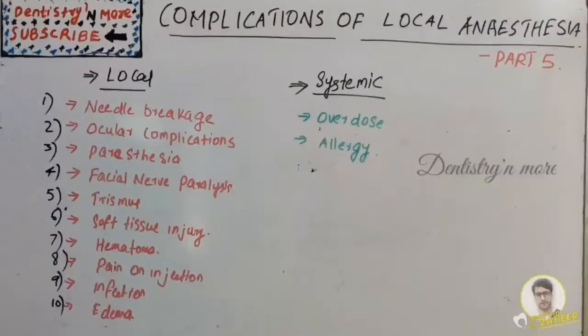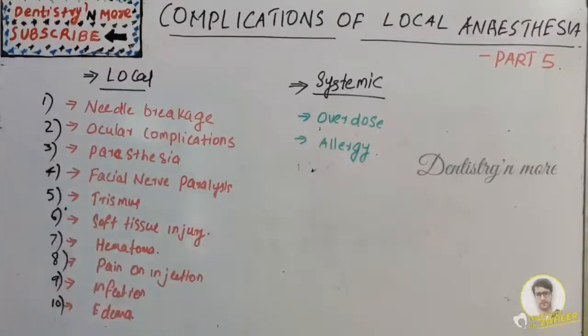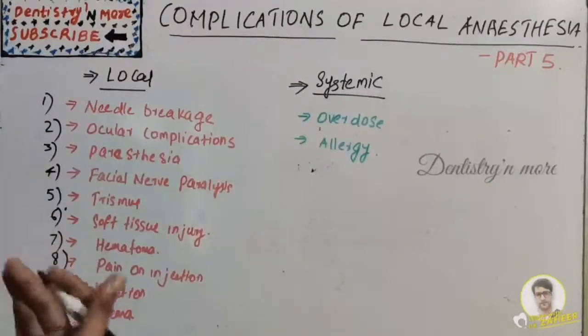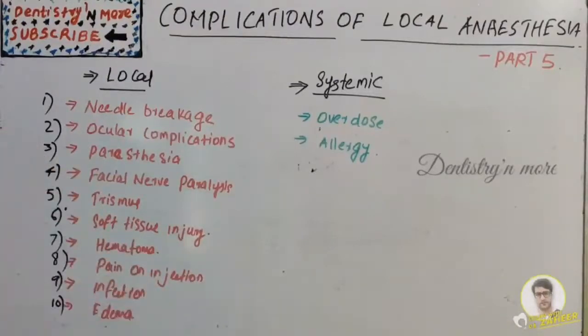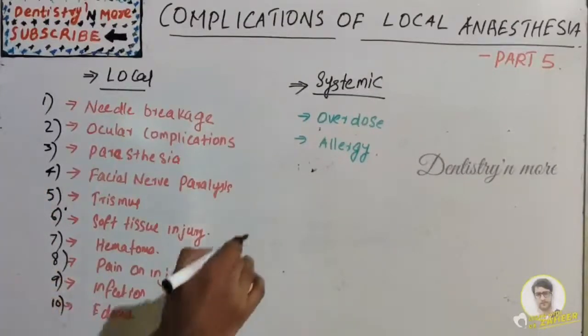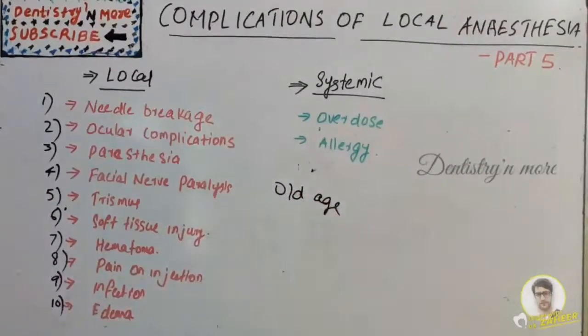So what are the predisposing factors? Patient factors and drug factors are there. Patient factors: we have age, weight, medications, gender, presence of disease, genetics, and mental attitude. Regarding age, the functions of absorption, metabolism and excretion are diminished in older age. Old age is a problem.